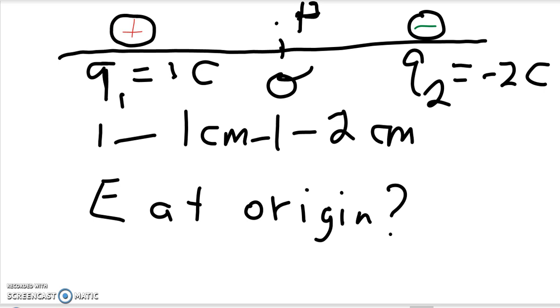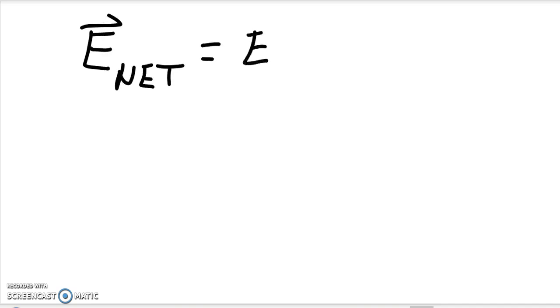Individual point charges follow what's called the rule of superposition. The rule of superposition simply says that the total, or net, electric field is just equal to the sum of the individual fields. So whatever the field from charge 1 at point P is, plus the field from charge 2 at point P, all I have to do is add those together, and that will give me the net field.